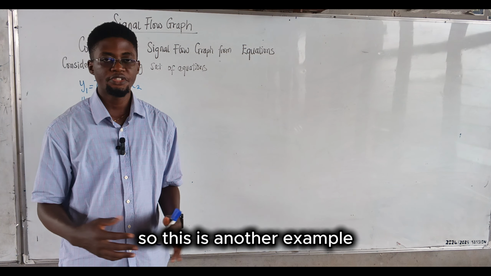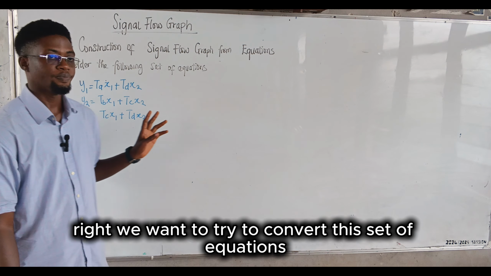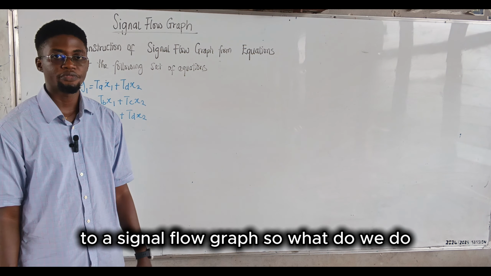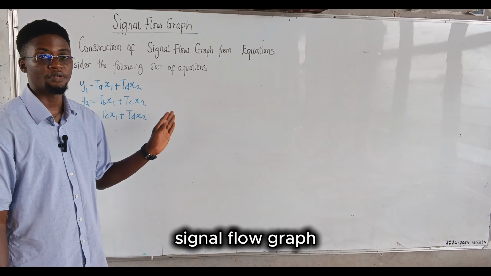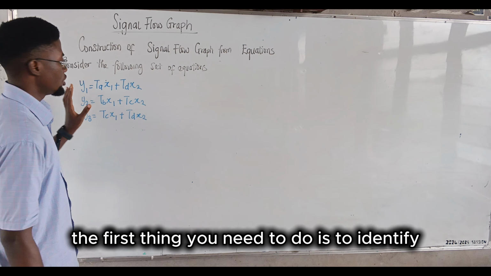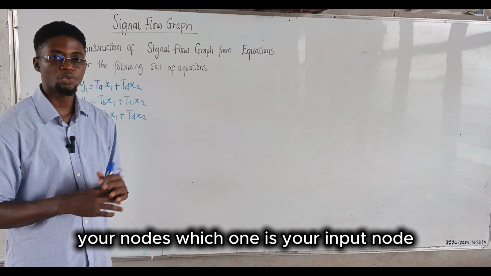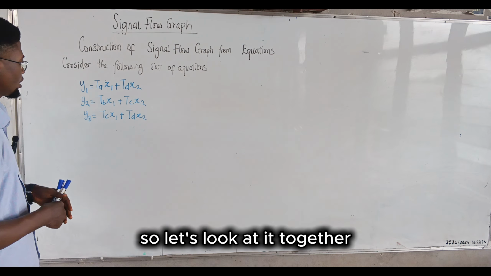So this is another example, right? We want to try to convert this set of equations to a signal flow graph. So what do we do whenever we want to change a set of equations to a signal flow graph? The first thing you need to do is to identify your nodes. Which one is your input node, your output node, and your mix node? So let's look at it together.